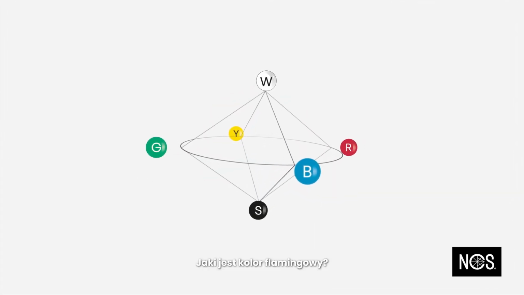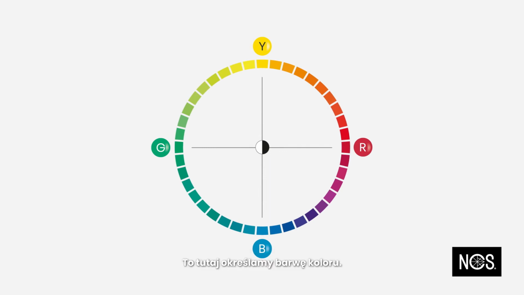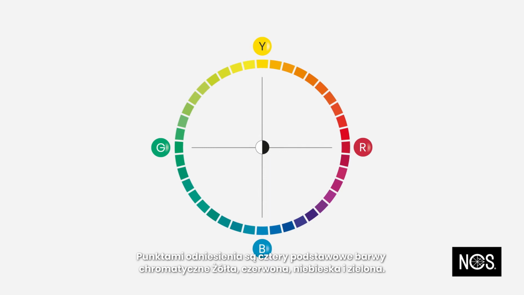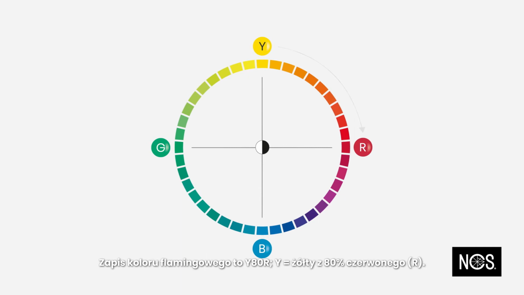What is flamingo? Viewing the NCS color space from above, you will find the NCS color circle. This is where you define the hue of the color. The reference points are the 4 chromatic elementary colors: yellow, red, blue, and green. We always read the hues clockwise from yellow to red. Our reference flamingo is a Y80R, a yellow with 80% red. This is the hue of the color.